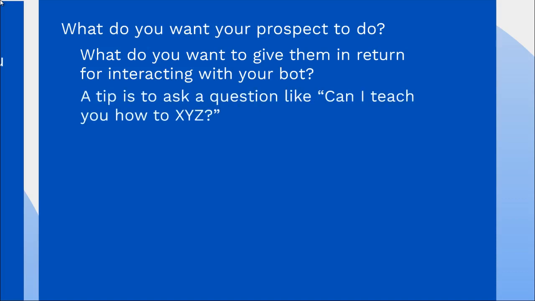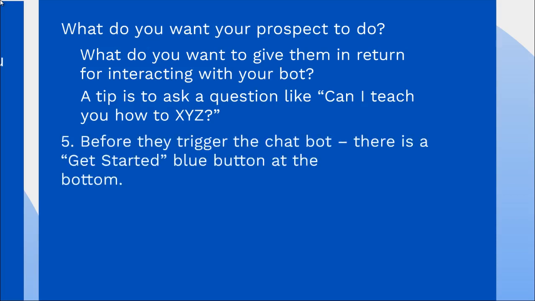Now, a tip that we found that works really well is by asking questions. So as somebody is staring at your bot and they see a question being asked towards them that is related to what they're interested in, for example, something like, can I teach you how to XYZ? Or can I help you? Can I help answer your questions? How can I help you? Now, you're only going to know this question if you've surveyed your prospects and your customers and figured out what exactly they want. Now, adding on top of that moves on to number 5.